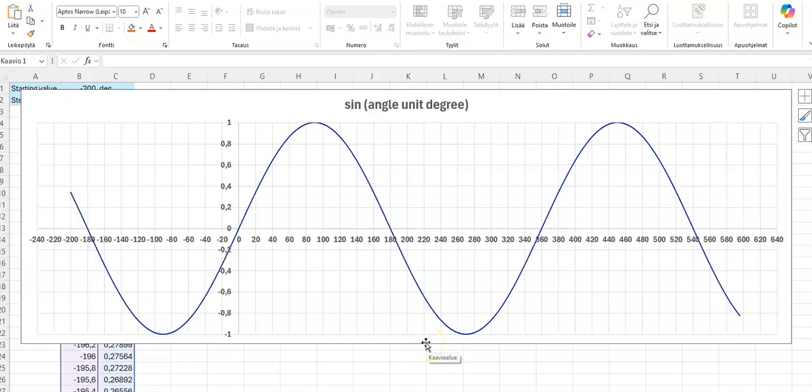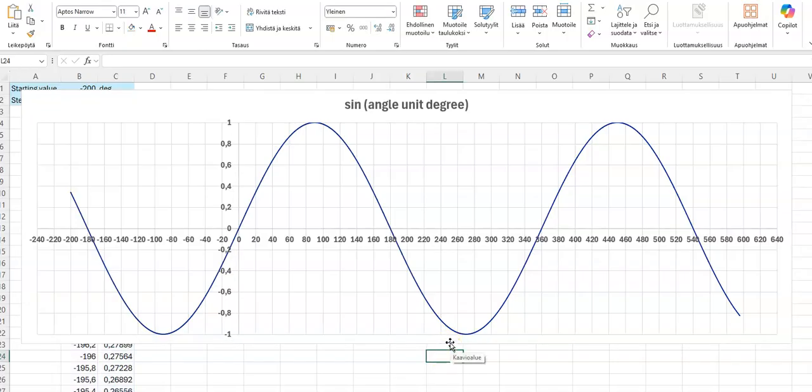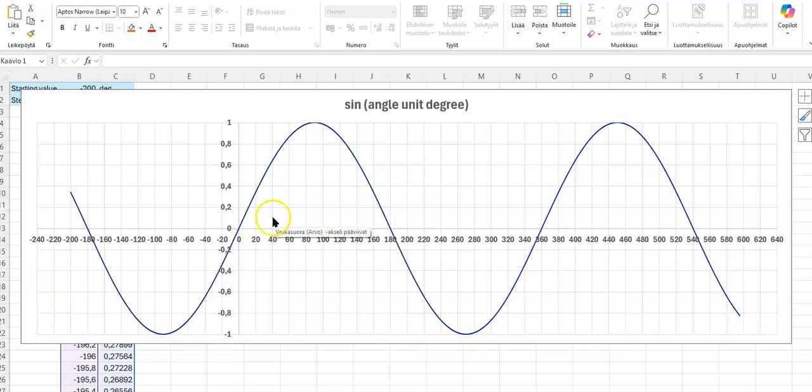You couldn't believe that I use Excel a lot. I'm one of the most Excel using teachers probably in the whole university, but right now I can't get it to work. Okay, let's forget that.